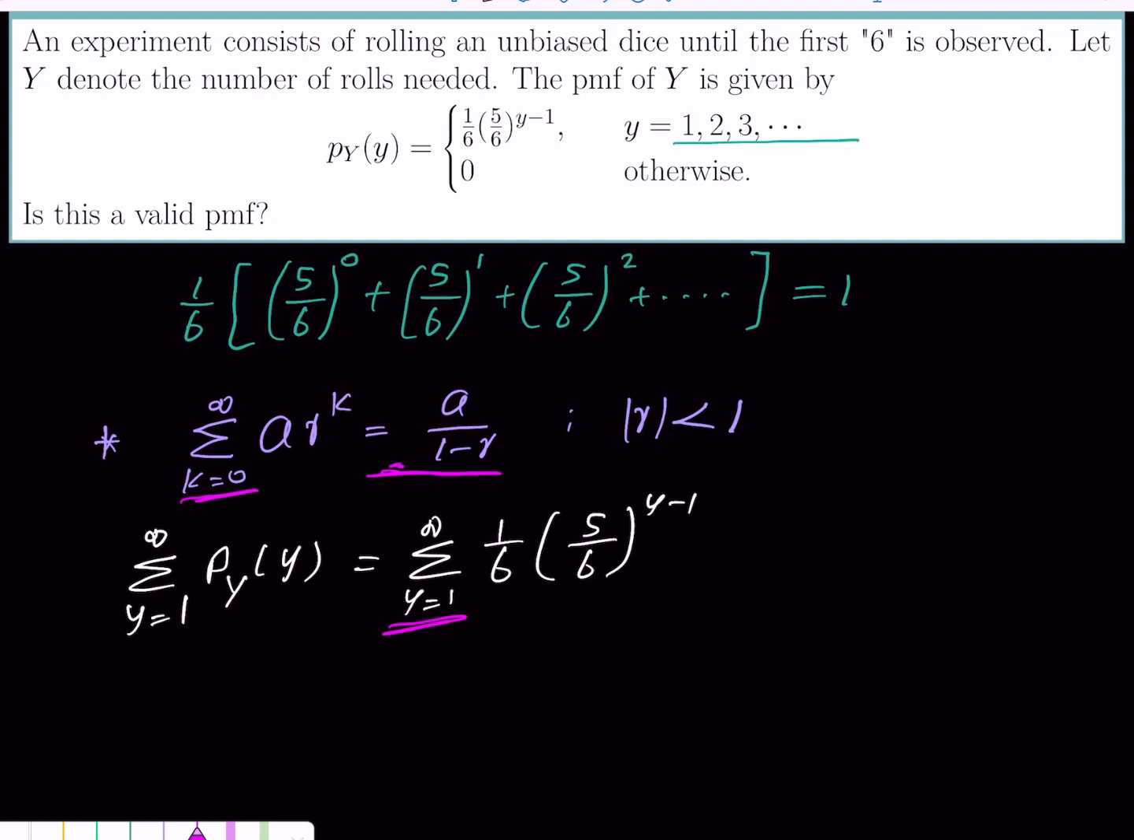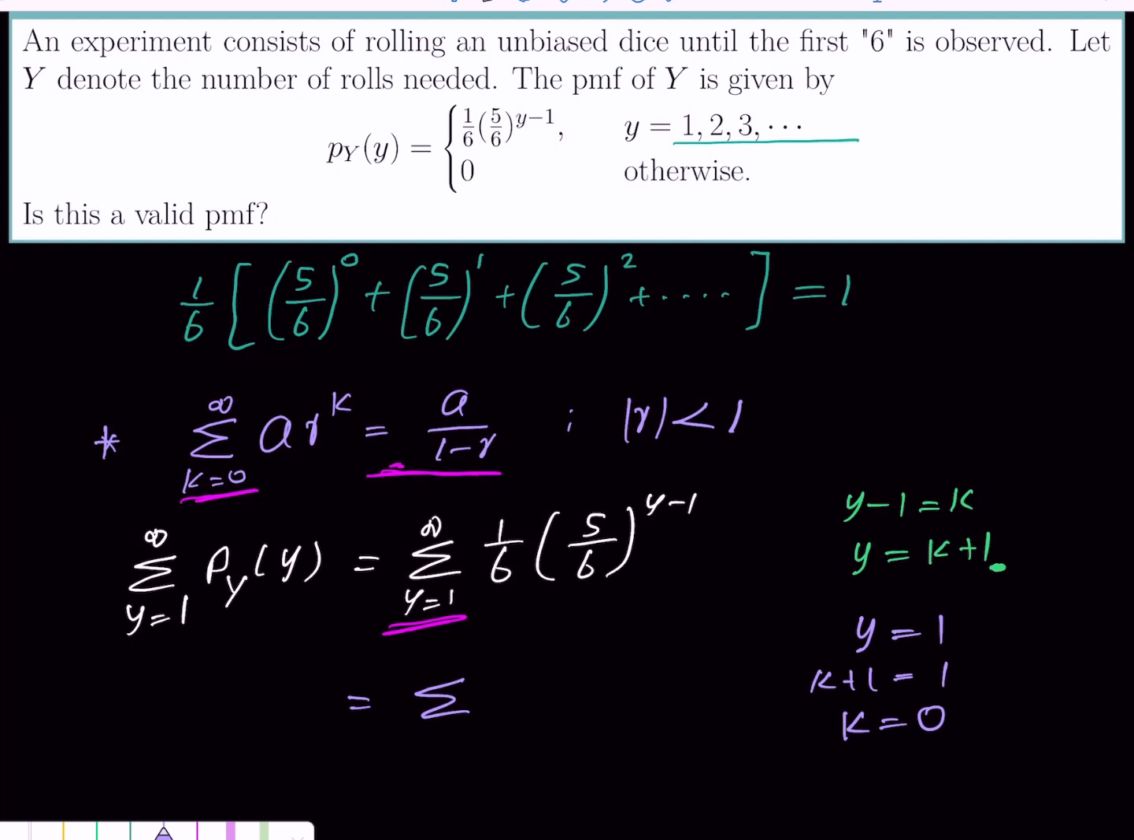So how do we make y equal 1 into 0, or anything equal 0? What I do is put y minus 1 equal k. Then you know y equals k plus 1 from this. Now consider y equal 1. Now y is k plus 1 equal 1, so k equals 0.